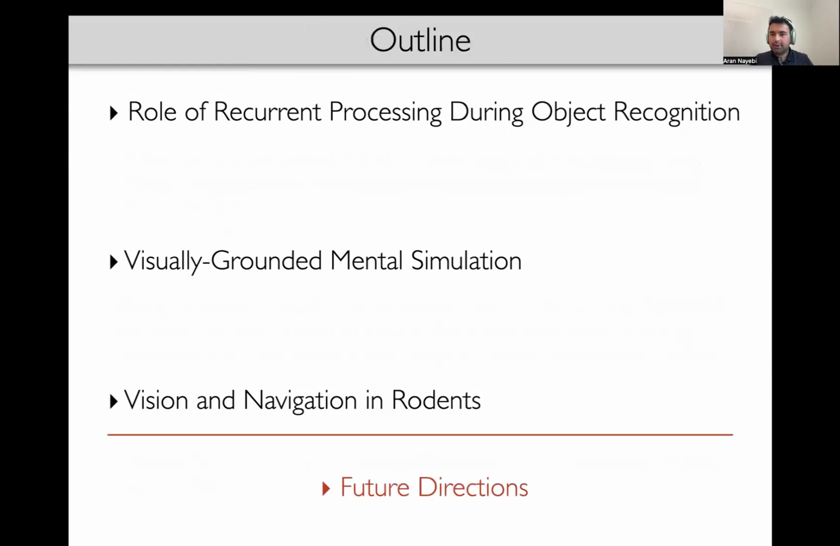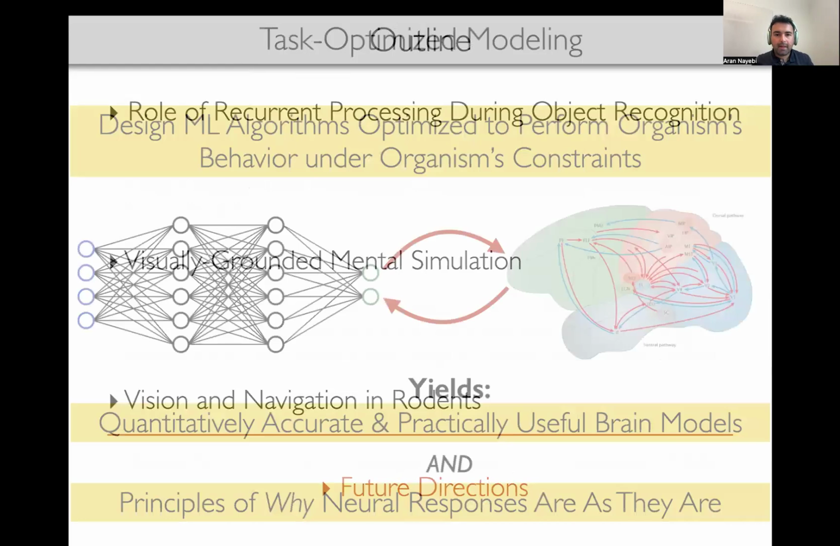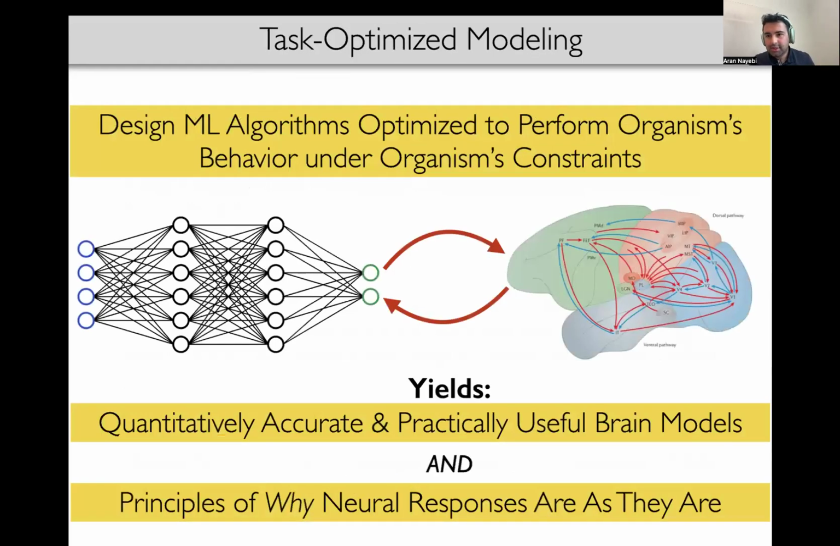So now, in the time remaining, I'm going to turn to future directions, where I'm going to extend the task optimized approach to close this perception action loop by building embodied agents to engage with whole brain data that's coming online now. Throughout this talk, I've shown you this basic recipe of task optimized modeling, where we try to identify what these constraints are, and then it yields meaningful and useful outcomes, as well as scientific insight of why neural responses are as they are.